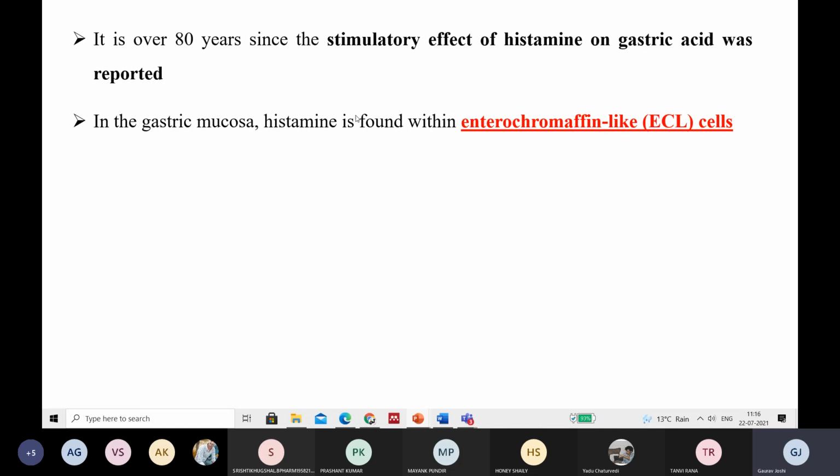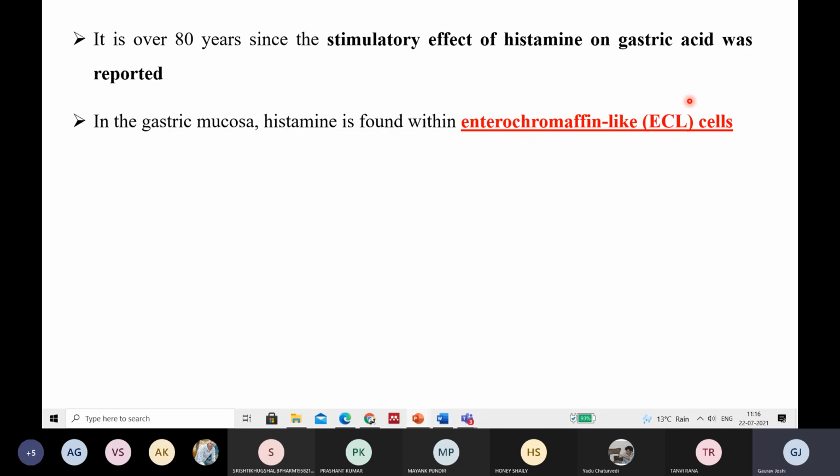It has been 80 years since the stimulatory effect of histamine on gastric acid was known. Now the important thing here: in the gastric mucosa, histamine is found within enterochromaffin-like cells. This is a very important question for the GPAT, and it can be asked in the pharmacology section. In the stomach, histamine is found in the enterochromaffin-like cells, which we call ECL. In the blood, or for the H1 receptor, it is found in the mast cell. You have to remember this.